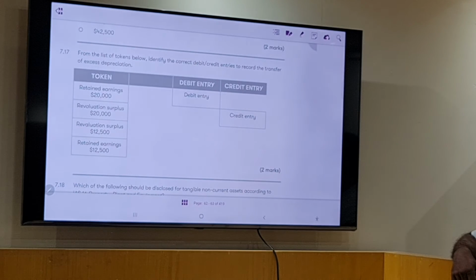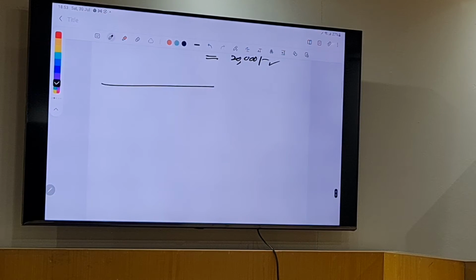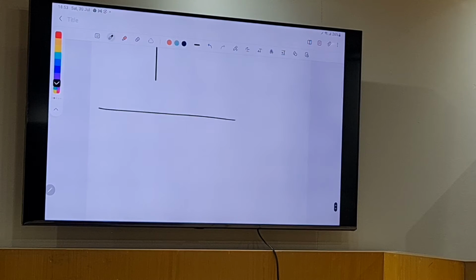Understood or not? Now, this is your revaluation. It says in the question, this is a revaluation surplus. How much we calculated? 400,000. Now we also have another account.